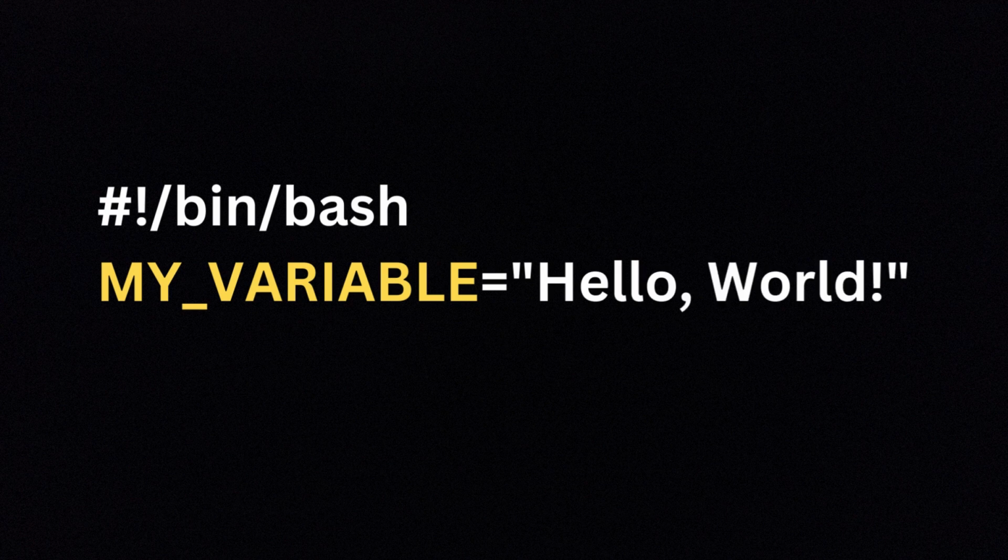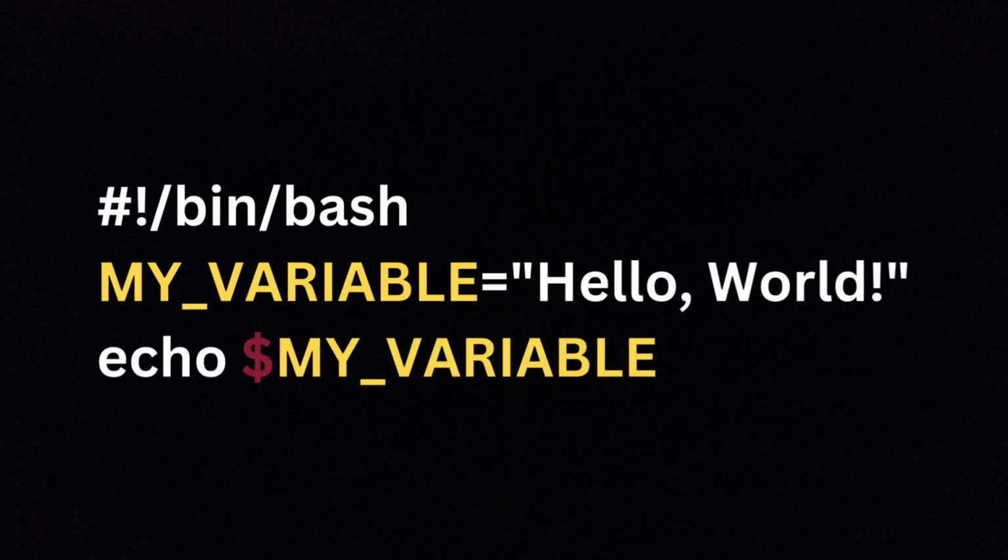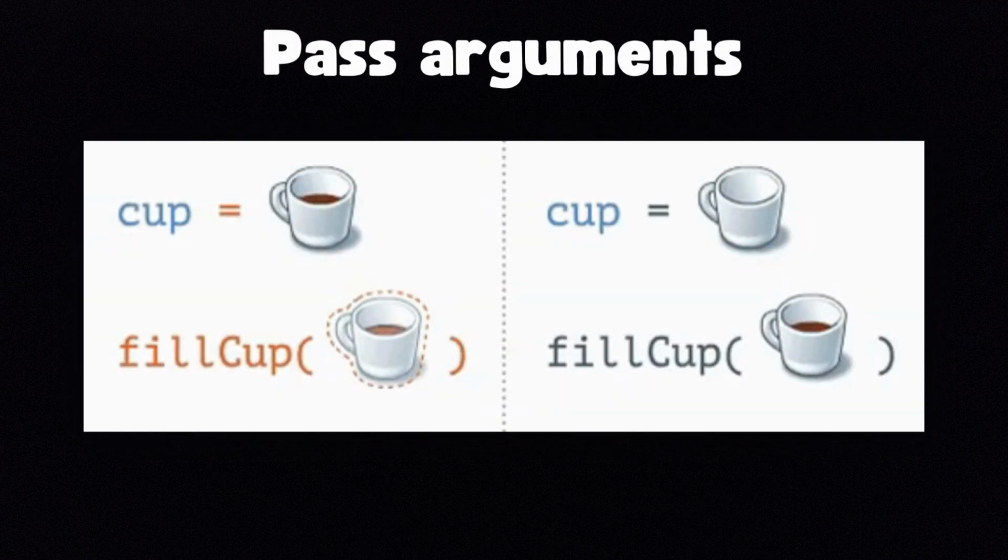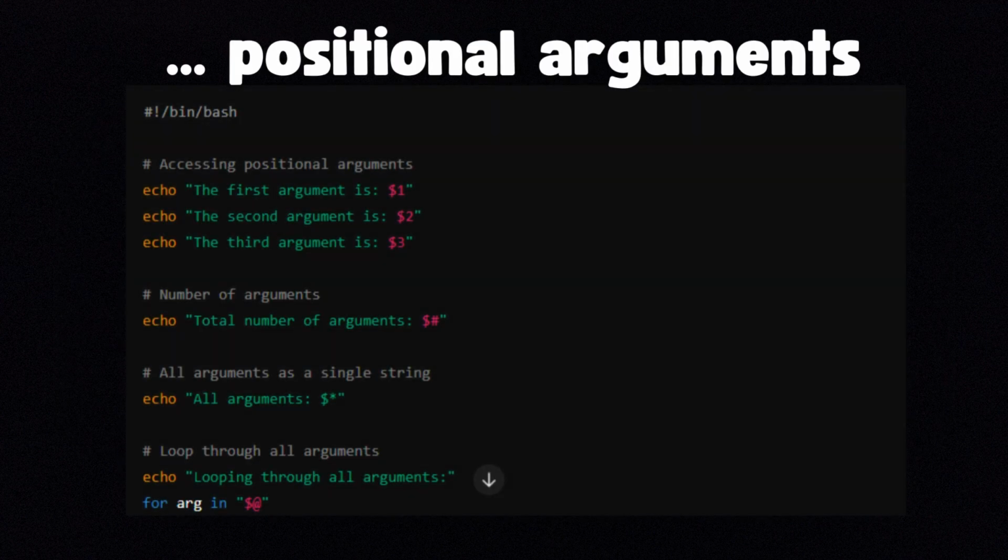To create a variable, type a name in all caps, followed by an equal sign, and later reference it in the script using a $ sign before the name. To run the script, simply type the file name into the shell. If you want to pass arguments when running the script, positional arguments are automatically assigned variable names like $1, $2, $3, and so on.